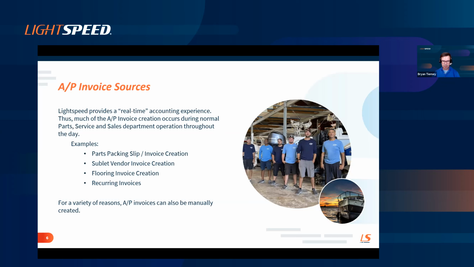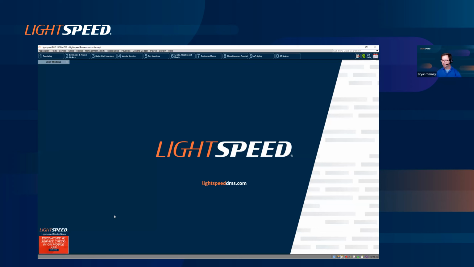I'm going to pull up the Lightspeed interface on the screen and you'll see the word Lightspeed showing up. Those of you that are familiar with this screen know this as the login screen, or sometimes we lovingly refer to this as the splash screen in Lightspeed. And we'll just talk about some ways that accounts payable invoices are created on the parts side of the business. I'm going to start by going into the receiving module.